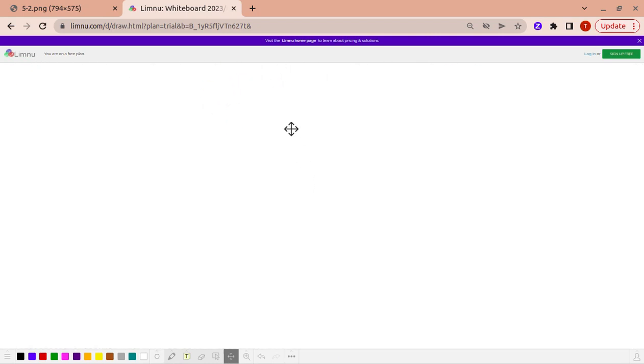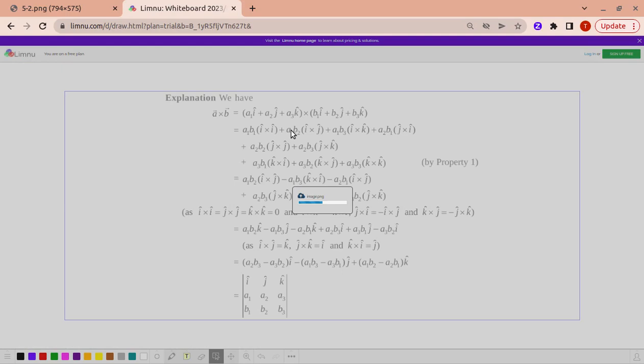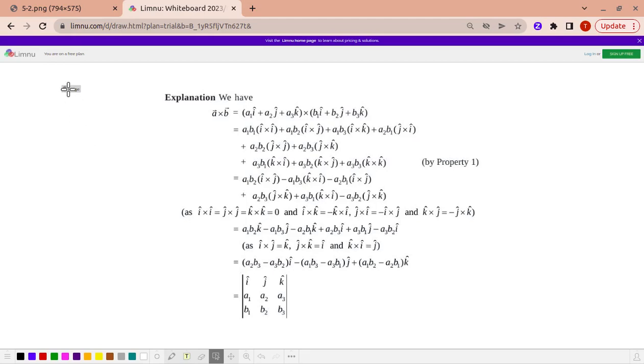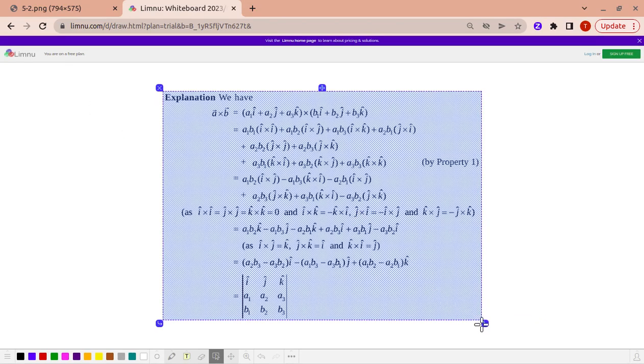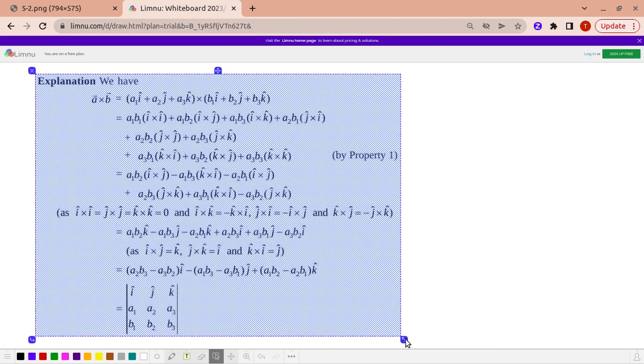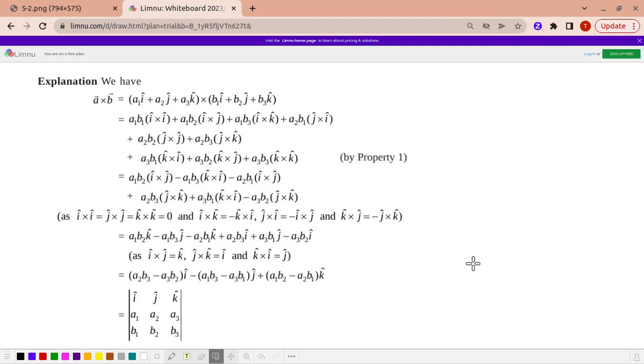To derive that one, we have to take the assistance of the rules we have learned about i cap cross i cap, i cap cross j cap. Tongue twister is happening to me. Okay, so what I wanted to mean, dear students, here is that A cross B, where A is A1 i cap plus A2 j cap plus A3 k cap, and B is B1 i cap plus B2 j cap plus B3 k cap.